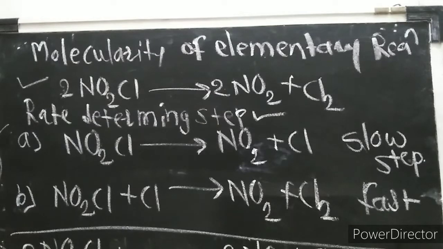So this is about the concepts related to molecularity. Molecularity for elementary reactions. Then what are complex reactions, which proceed through several intermediate steps of elementary reactions. Then the concept of rate determining step, the concept of intermediate. So this is about the molecularity concept.